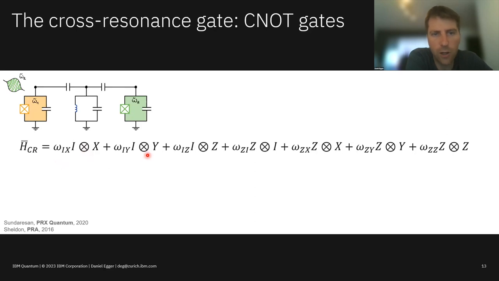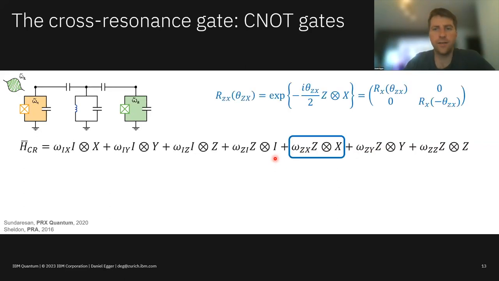You can see that there are a lot of terms in it, but it is basically some rotations on one of the qubits, that is these terms. And then you have these controlled rotations, which depend on the Z operator of the other qubit. And so if you want to create a CNOT gate, what you need to do is expose this term here, the ZX term. And it turns out that the ZX term is also the dominant one in this interaction. And if you were to write it out as a unitary operator, you would see that it looks like this.